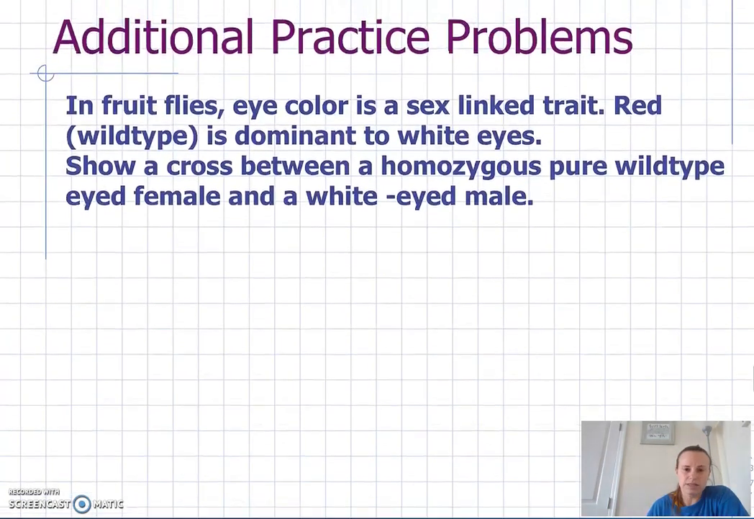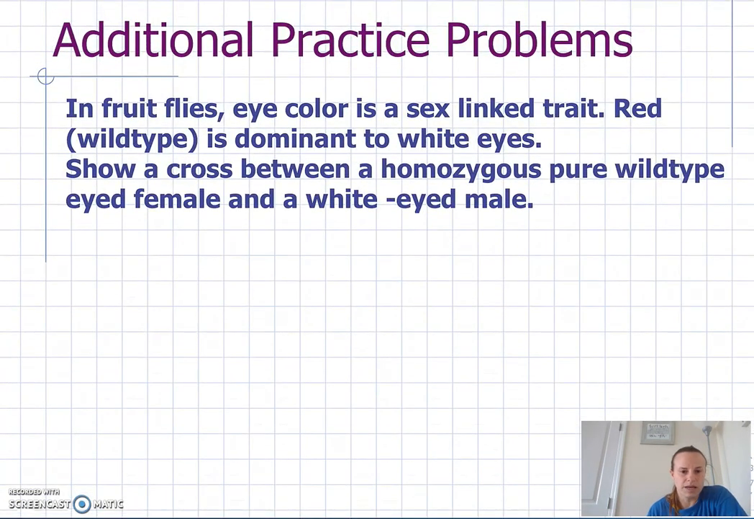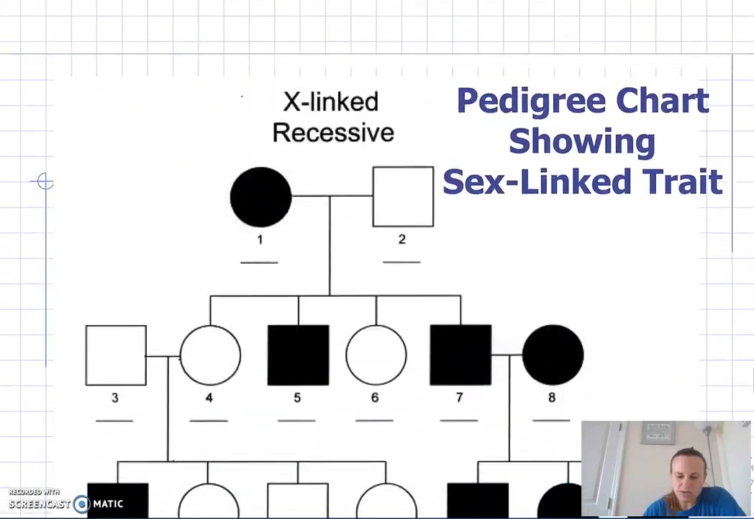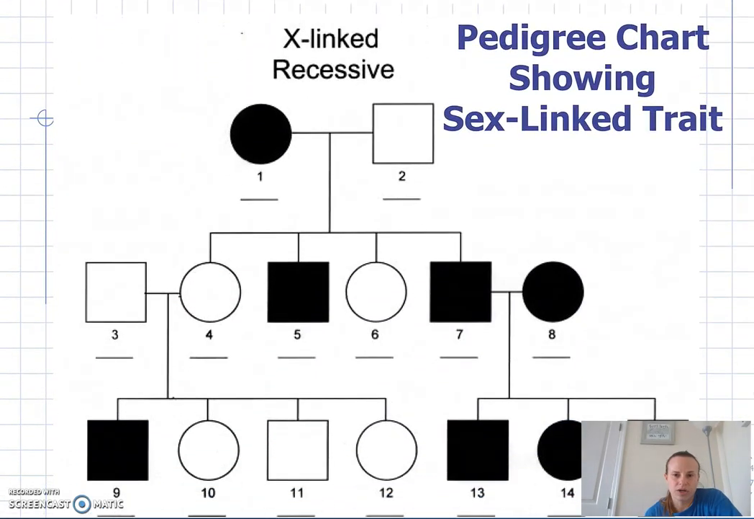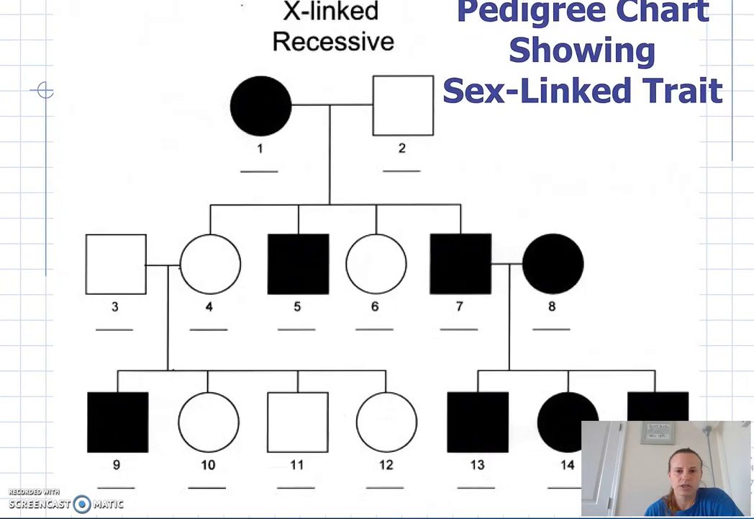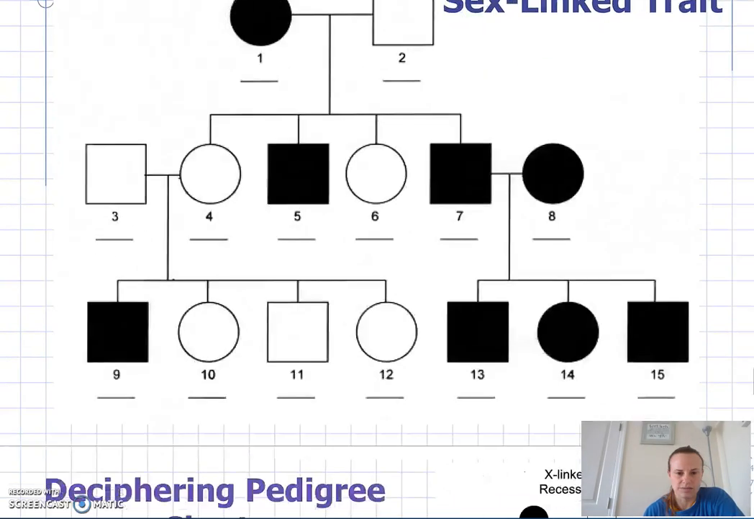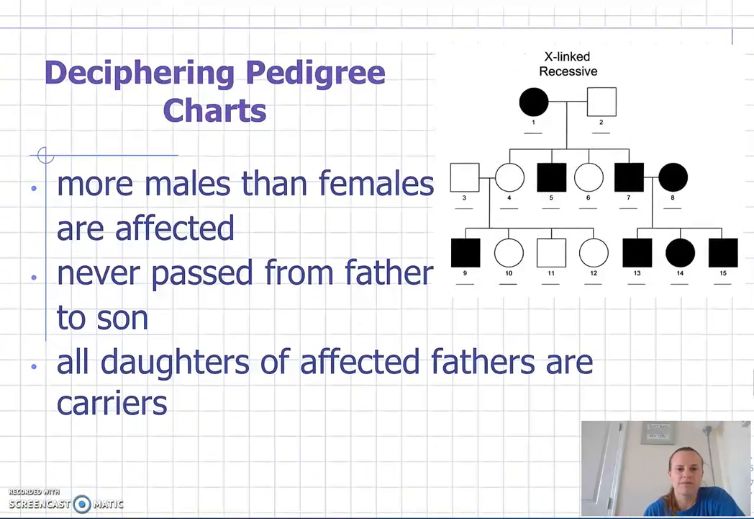All right, and here's another practice problem that you guys could do. I would recommend also doing the practice problems in our Mendelian genetic note packet. So let's take a look at what a pedigree chart might look like that shows a sex-linked trait. Pedigree charts are like puzzles sometimes. So this pedigree chart is showing an X-linked recessive trait. Well, how do I decipher this?